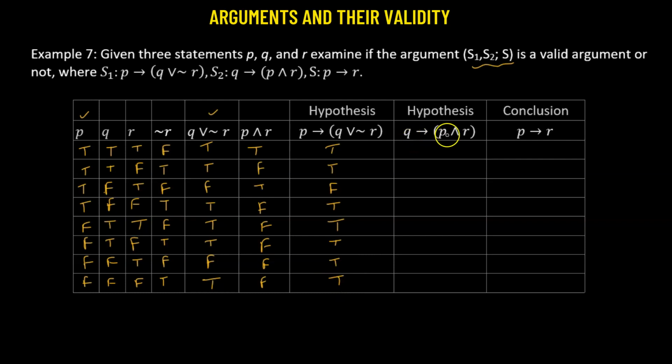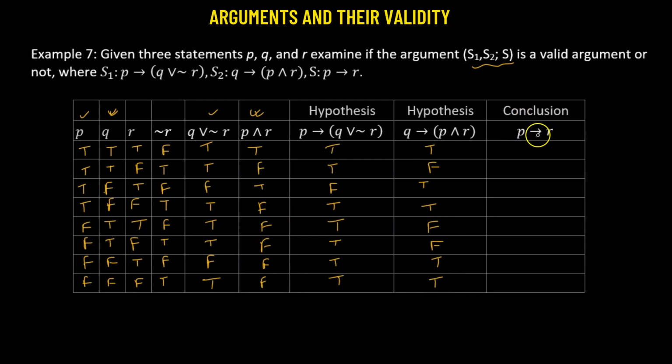Then we have if Q, then P and R. So here we'll consider Q and P and R. So if true, then true, so this is true. If true, then false, so this is false. If false, then true, so this will be true. If false, then false, so this is true. If true, then false, so this is going to be false. If true, then false, so this will be false. If false, then false, so that will be true. If false, then false, this will be true.